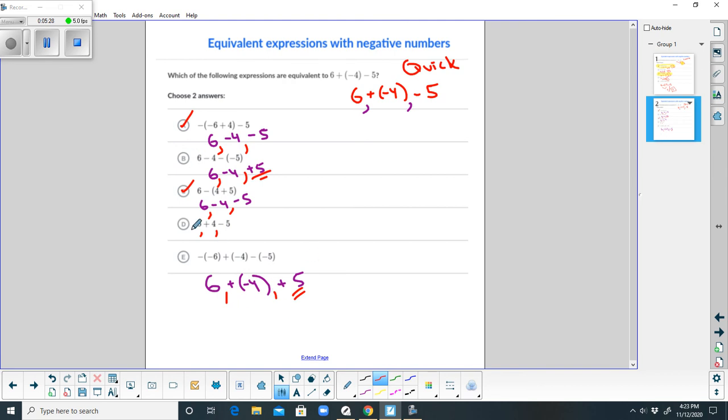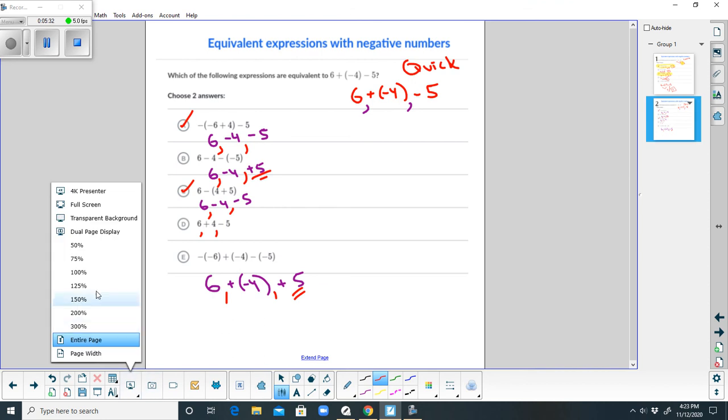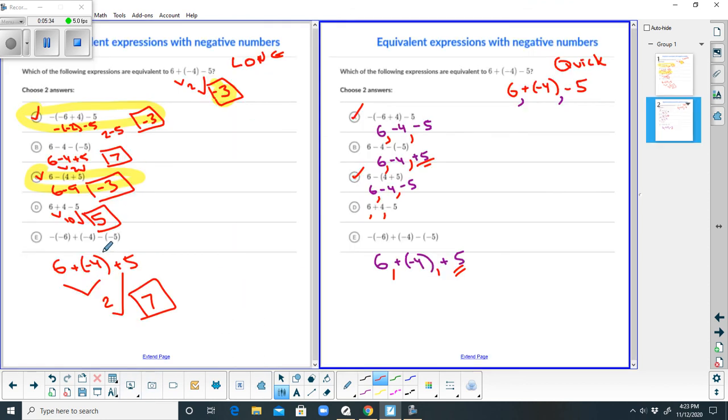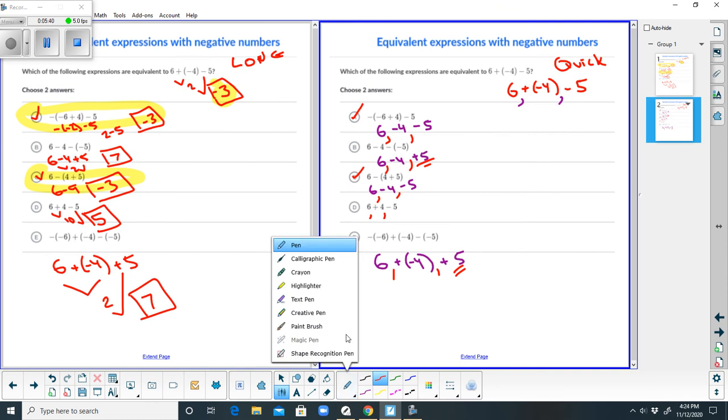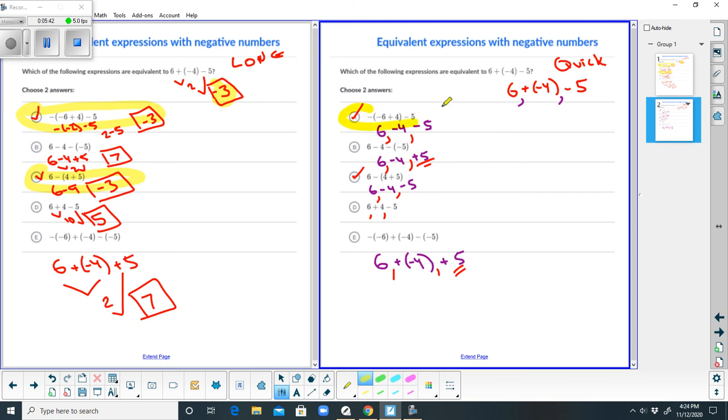So the two that match are A and C. And as you can see, both ways that I did the problem, we got answers A and C to be the ones that are equivalent to the original.